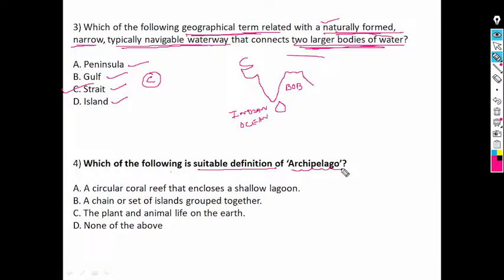A circular coral reef that encloses a shallow lagoon, a chain or set of islands grouped together, the plant and animal life on the earth, none of the above. Answer is your B for Bombay.